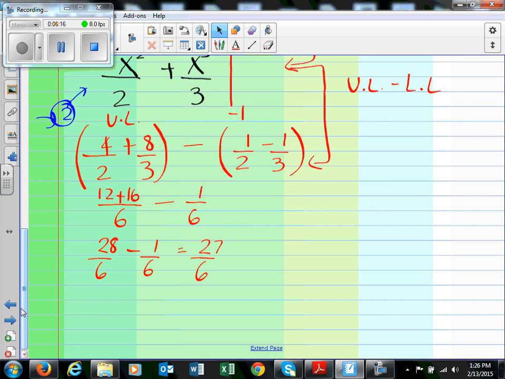Understand? So the trick, now you have to remember your unit circle. That's the whole thing, the trick. So that's the fraction, 27 over 6. 27 over 6 would be the answer.